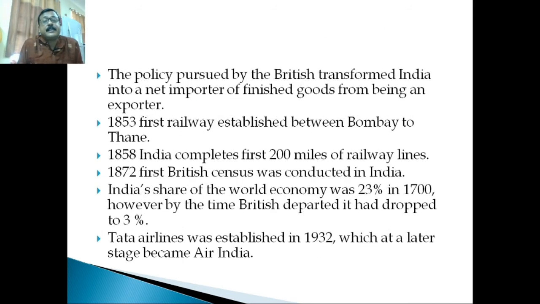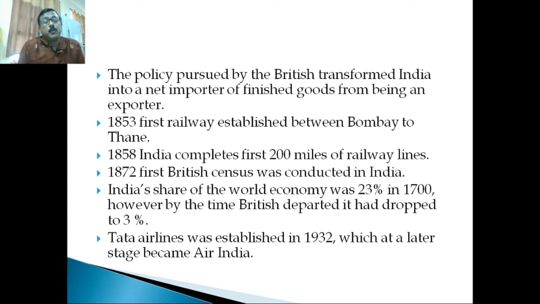Then the policies pursued by the British transformed India into a net importer of finished goods from being an exporter. Before the British came to India, India was an exporter of finished goods, mainly manufactured goods, spices, gems and jewelry. But once the British came, they deliberately ruined the domestic industries so that the things that were produced in Britain by the British industries could find a market in India.